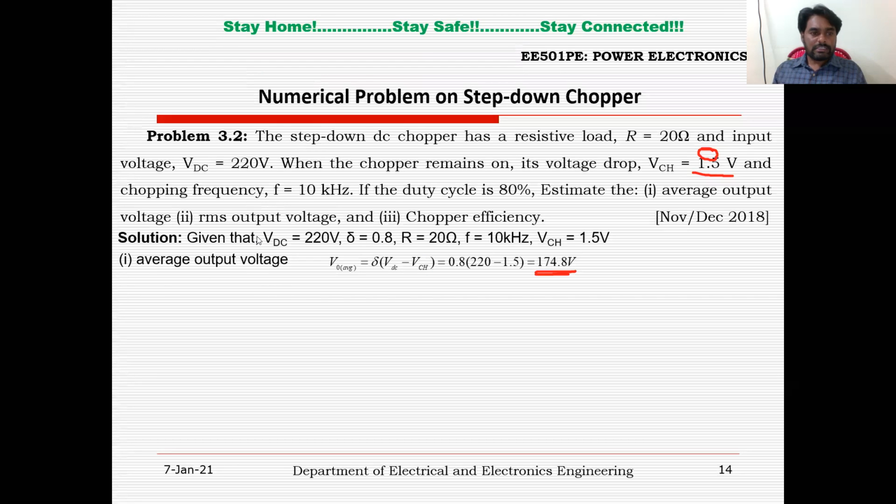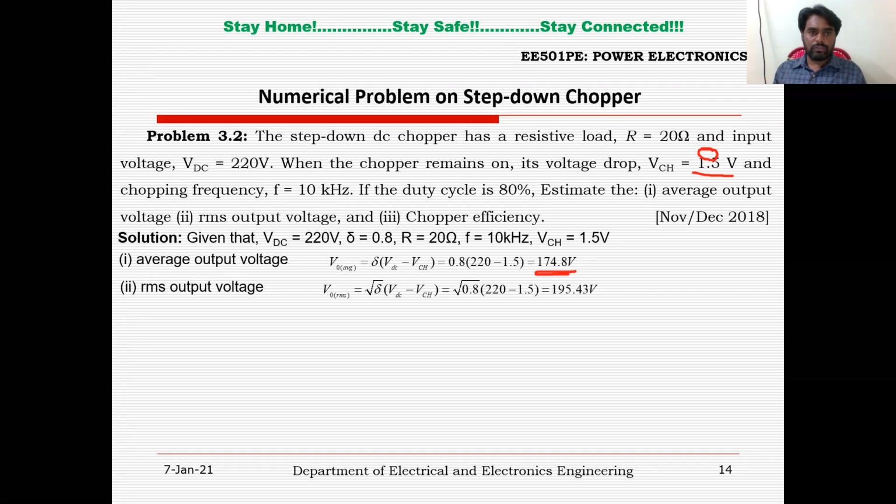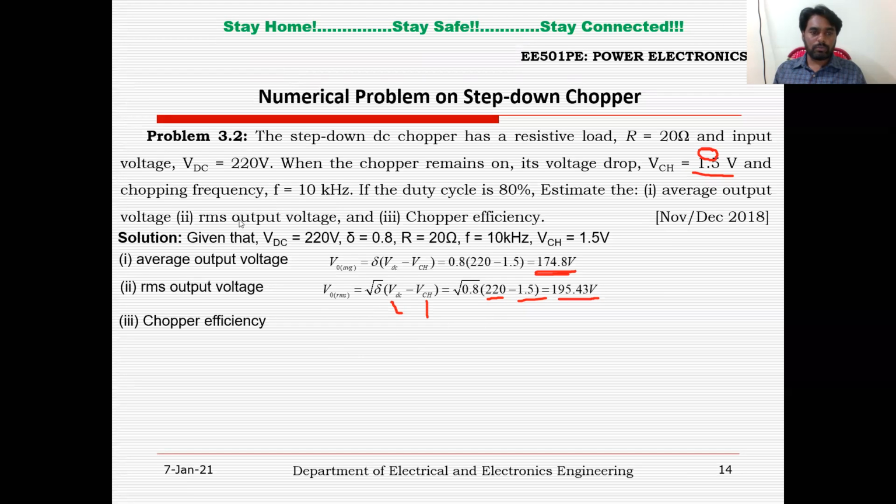and you will get the average output voltage as this much. Similarly, you can write the expression for RMS output voltage, which is root delta times VDC minus VCH. Now substitute VCH equal 1.5, VDC is 220 volts, and delta is 0.8. So we'll get it as 195.43 volts as the RMS output voltage.